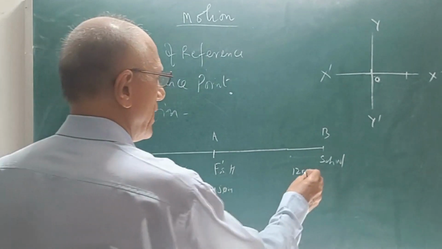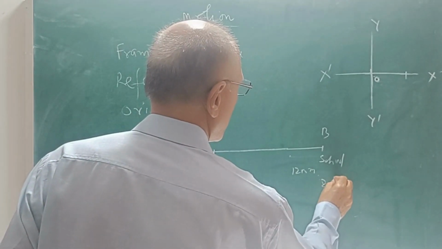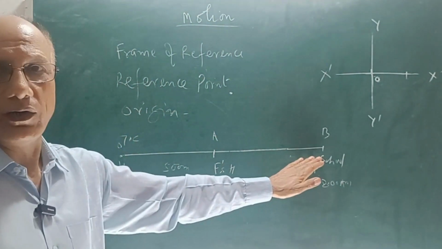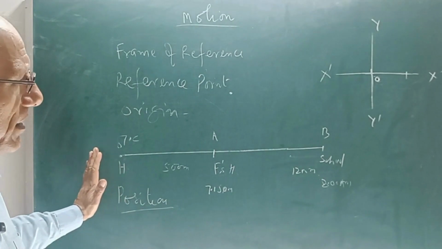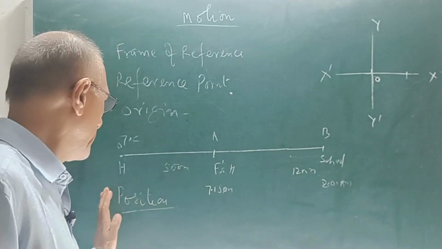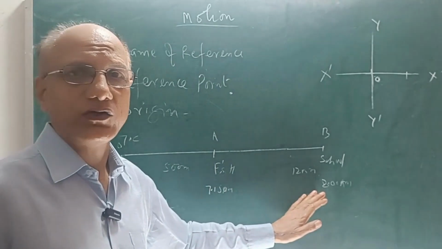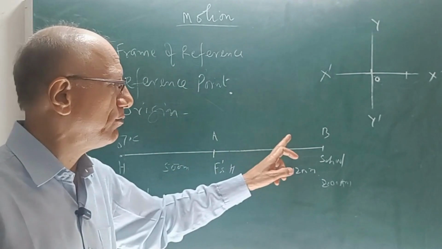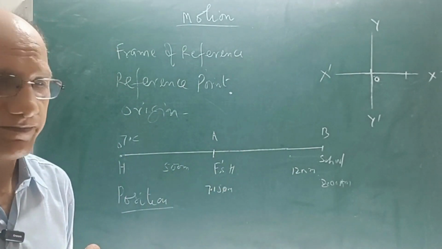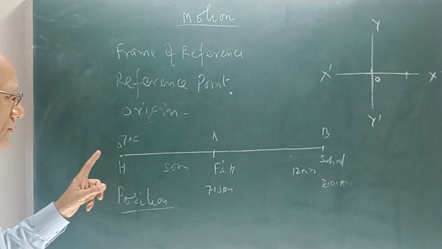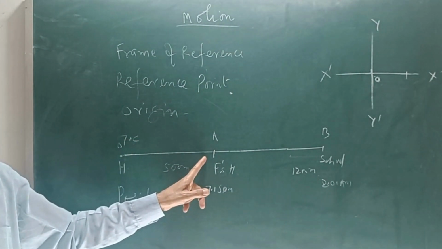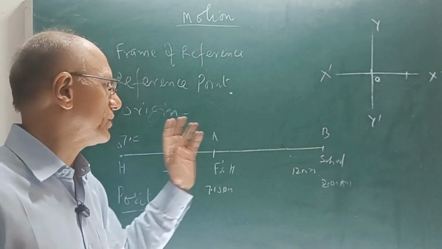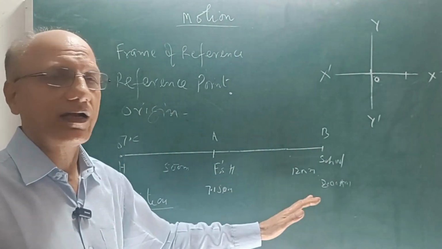After that, at 8 o'clock, suppose you both reach school, then at that time the position of you both is 1200 meter. Although your friend has only moved 700 meter, mind it, because the reference point is your house, not his house. That's why the positions of both you and your friend are the same.